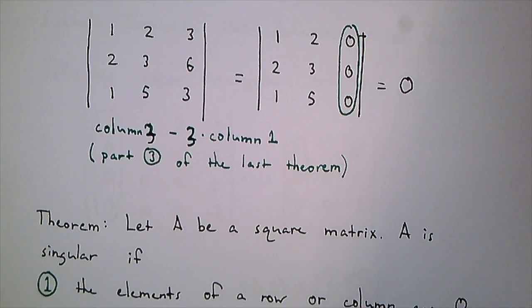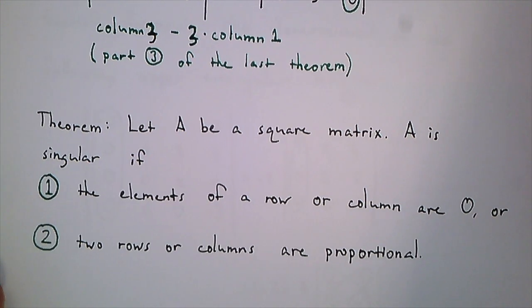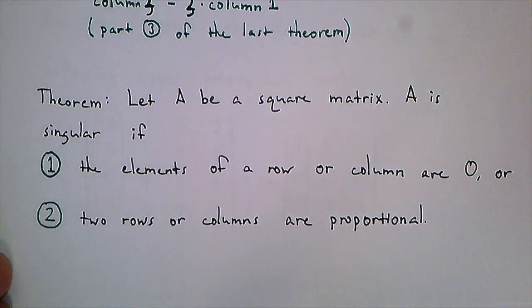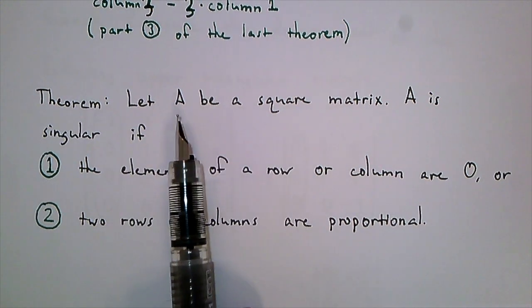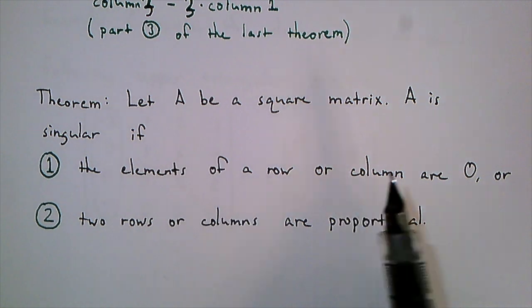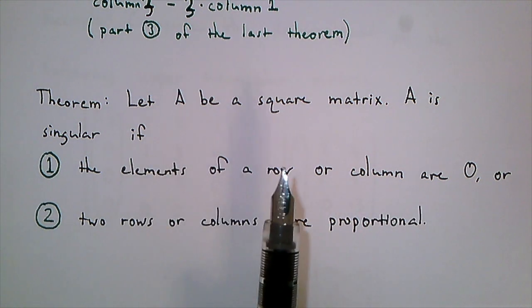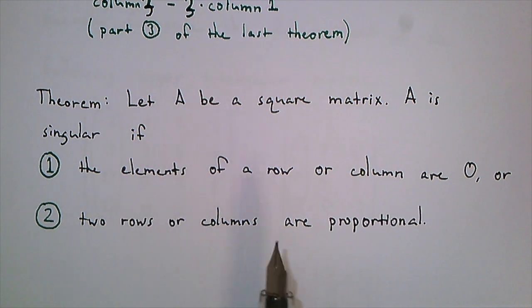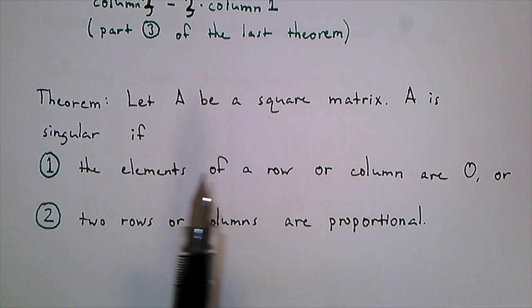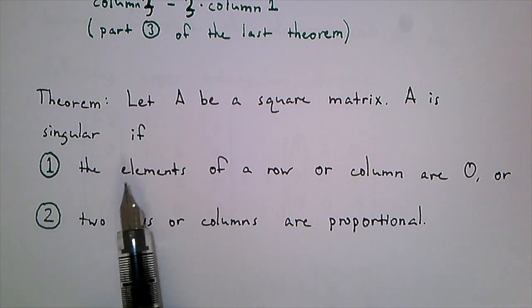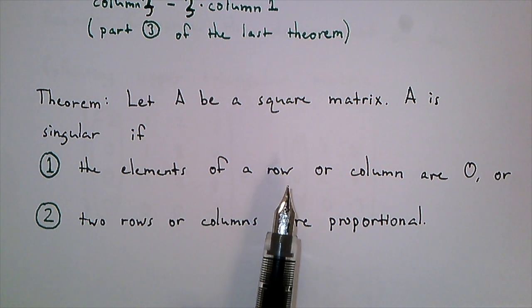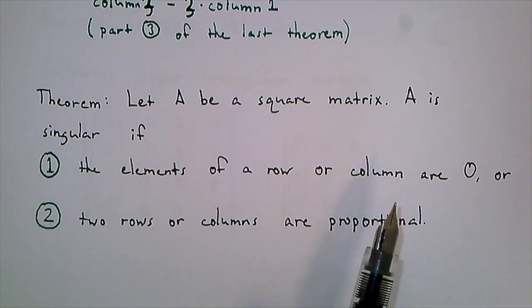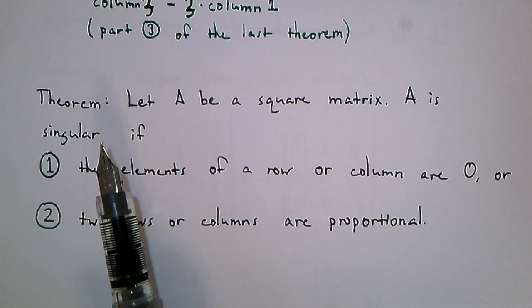To conclude this video, we have a theorem that summarizes what we just learned in the two examples. I want to start with a square matrix called A, and A is singular if the elements of a row or column are 0, or 2 rows or columns are proportional. This first part is like the first example, where we had a row of zeros, and when we did a cofactor expansion along that row, we got a determinant of 0. So that means the matrix was singular.